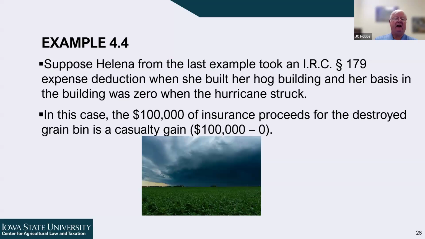So let's look at the next example. We're going to kick this thing down the road with Helena again. She took the 179 expense deduction when she built her hog barn, the building. Her basis in that building was zero when the hurricane struck. So we have $100,000 of insurance proceeds from the destroyed grain bin. That's a casualty gain.